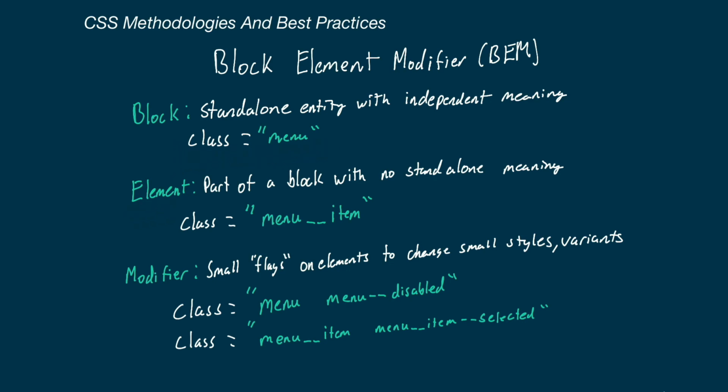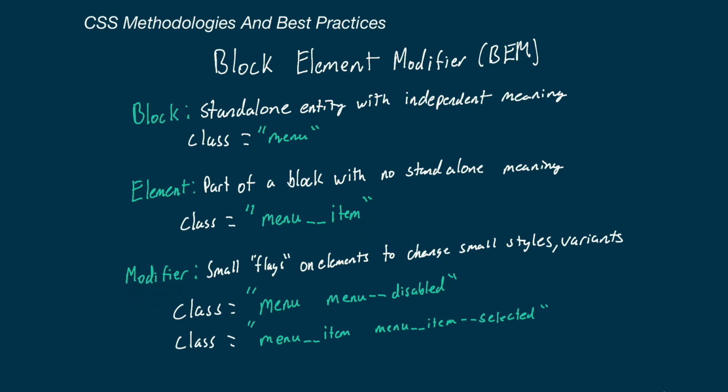Next, elements are part of a block with no standalone meaning. For example, in the menu, a single item could be an element. We select these with class names that are the name of the block, then two underscores, and then finally the name of the element. For example, we could say menu, then two underscores, and then item for the name of that menu item class.